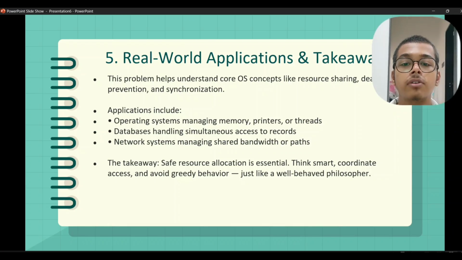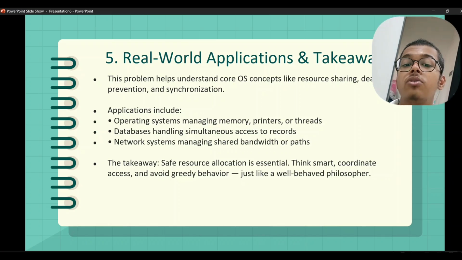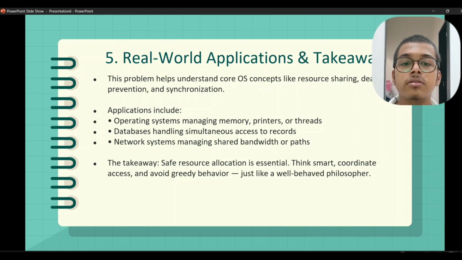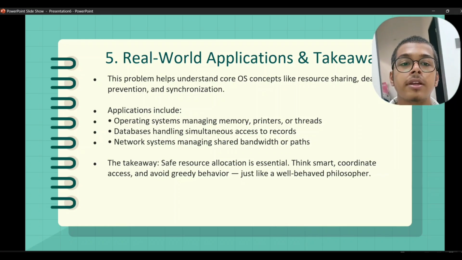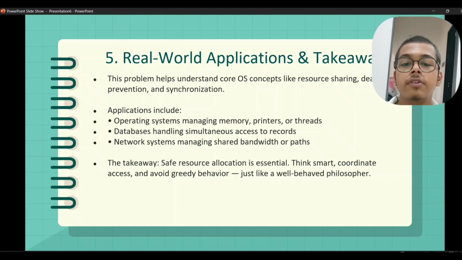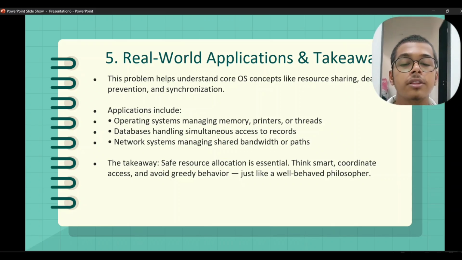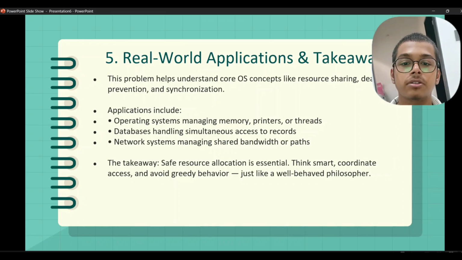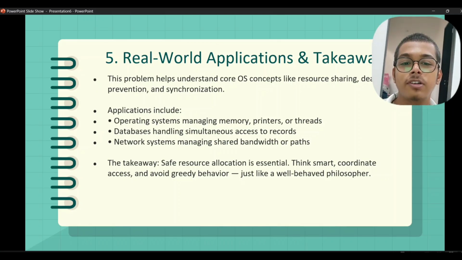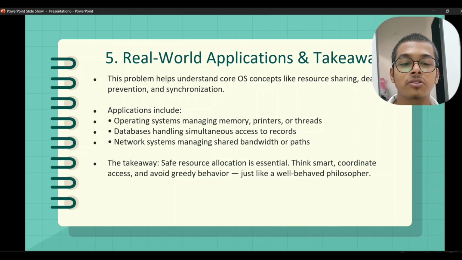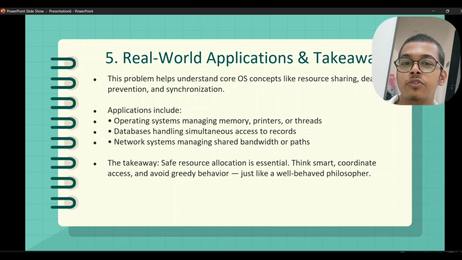Now, what's the takeaway from the dining philosopher's problem? It is a core operating system concept which explains OS concepts like resource sharing, deadlock prevention, and synchronization. The takeaway is that safe resource allocation is essential: thinking smartly, coordinating resources, and avoiding greedy behavior to prevent a deadlock, just like well-behaved philosophers. That's why it is called the dining philosopher's problem, because philosophers are smart.